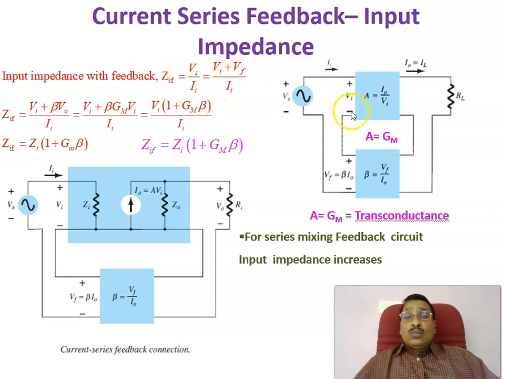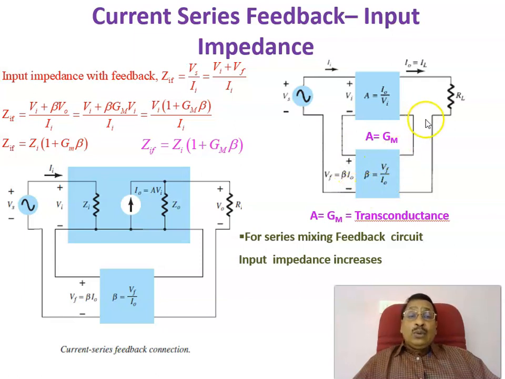Now the voltage at the input to the amplifier is equal to Vs minus Vf. Or we can say that Vs equals Vi plus Vf. Vi plus Vf is the Vs, that divided by the input current is the input impedance, that is, the impedance looking from this side. Now here this is Vi, and Vf you will take as the feedback voltage.